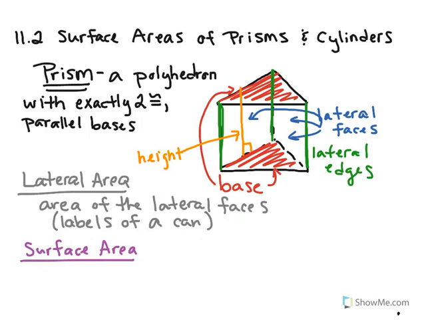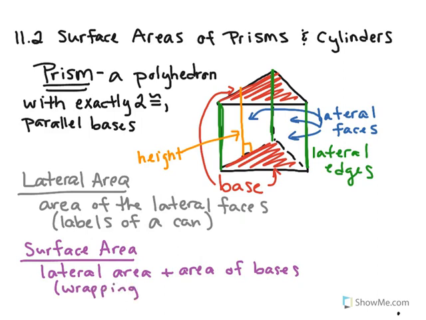The surface area is the area of the lateral faces plus the bases as well. And the best way to remember surface area versus lateral area is surface area would be like you're wrapping a gift. Think of where the wrapping paper goes. It goes on all sides of that gift. So that's what surface area is like. And are there formulas for these? Absolutely. So let's take a look at the formula for the lateral area of a prism.